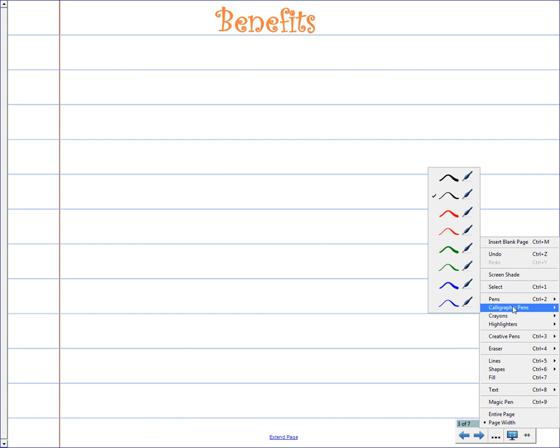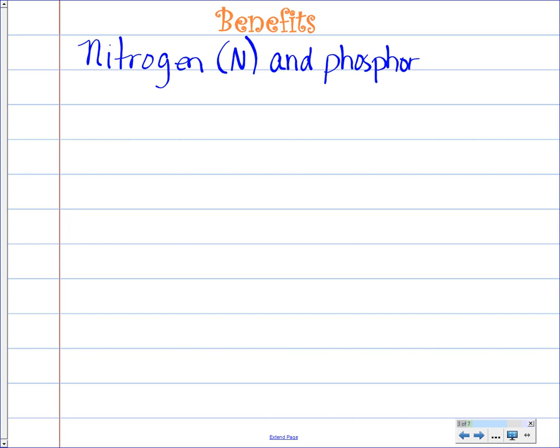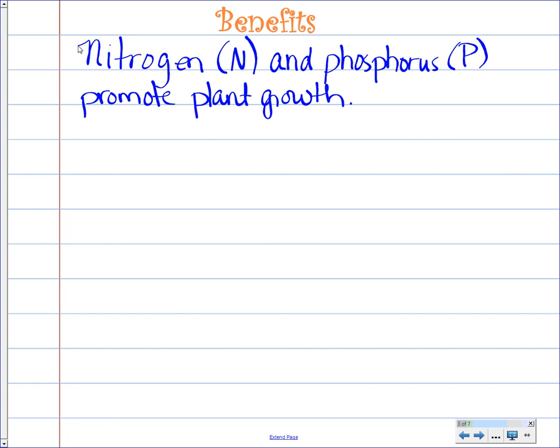All right? So there are some benefits to this. What's the element symbol for nitrogen? Just N. And phosphorus, what's the element symbol for phosphorus? P. These things promote plant growth. So that's a good benefit. We want our plants to grow, whether it's for our gardens or for our agriculture, for us to grow food to eat. But we want our plants to grow because we need plants for what? Not just to eat. Oxygen. We need plants for oxygen, and so do animals. Nitrogen and phosphorus provide fertilization.